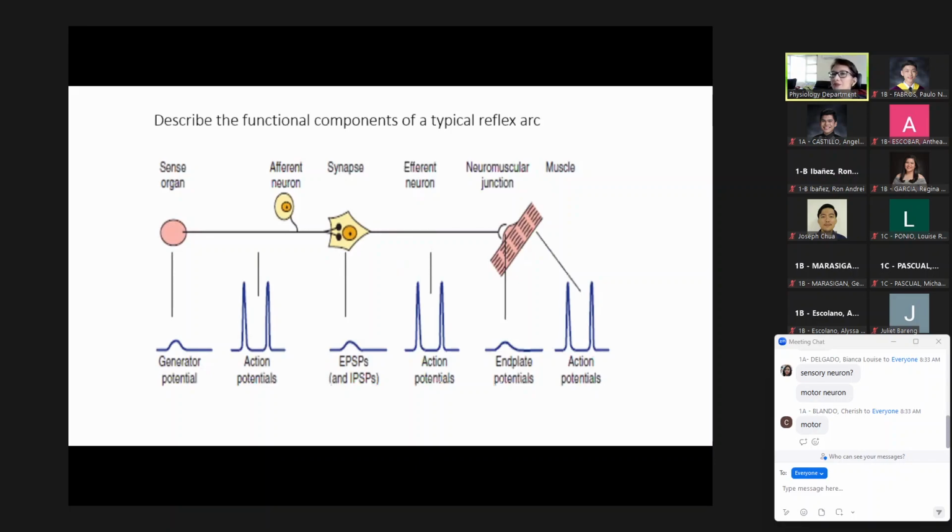Now, effectors may be in the form of muscles. So pwedeng cardiac muscles, pwedeng smooth muscles, or pwedeng skeletal muscles. So for our topic now, we have our skeletal muscles as our effectors. Where did we learn the smooth muscles, the cardiac muscles, and glands as our effectors? Saan nyo na-encounter yun? Which topic in physiology?